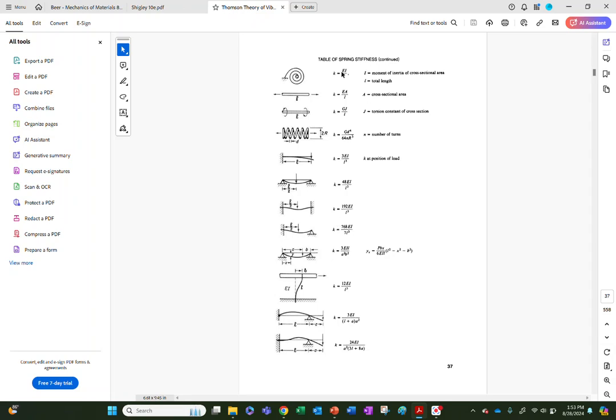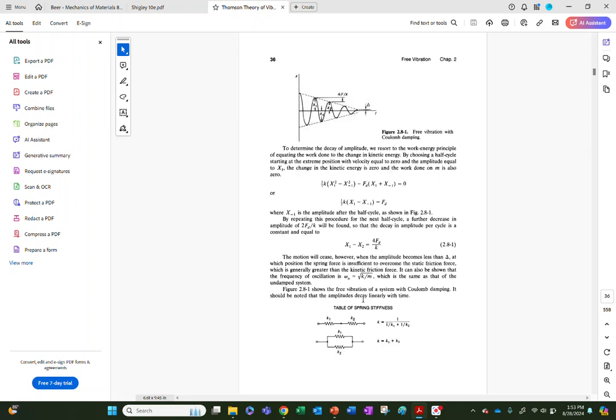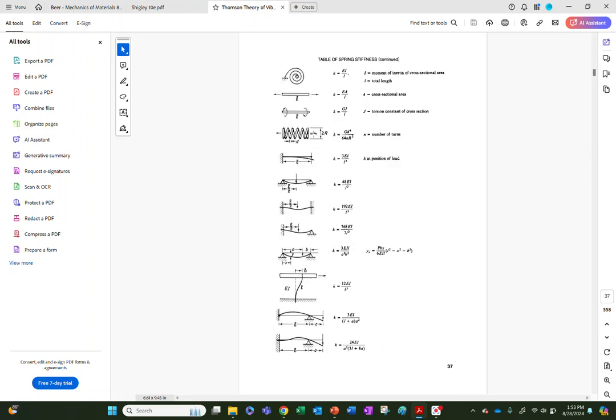Alright, and actually they didn't even have a stiffness. They had the beginning right here. So there's a bunch of different stiffnesses. Take a look at those. I think that's all I really had to say about that.